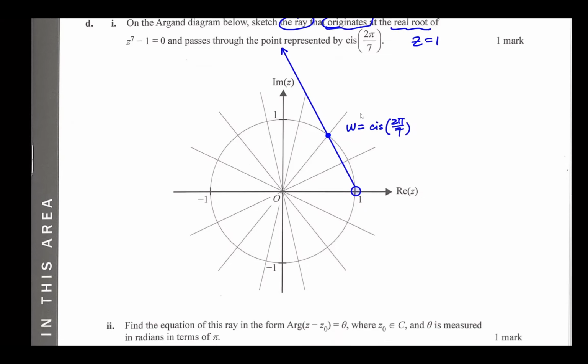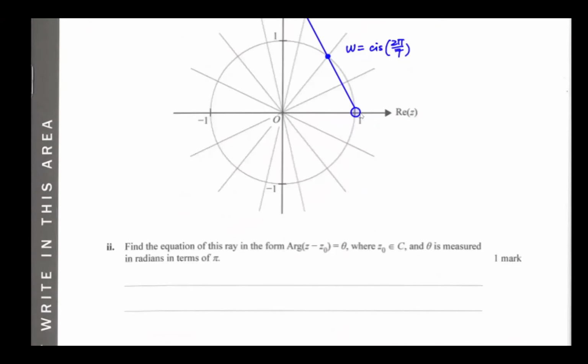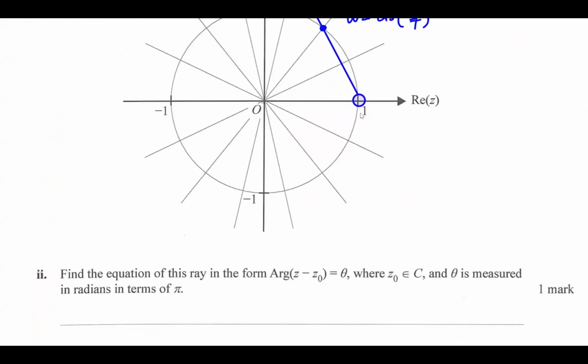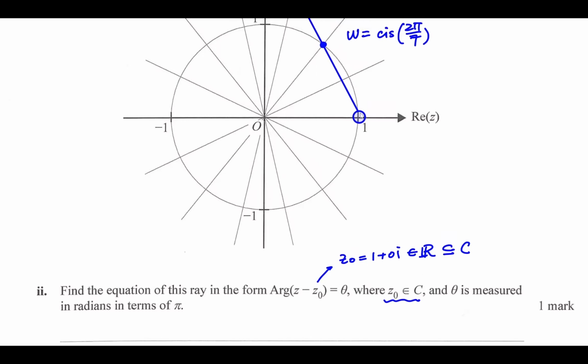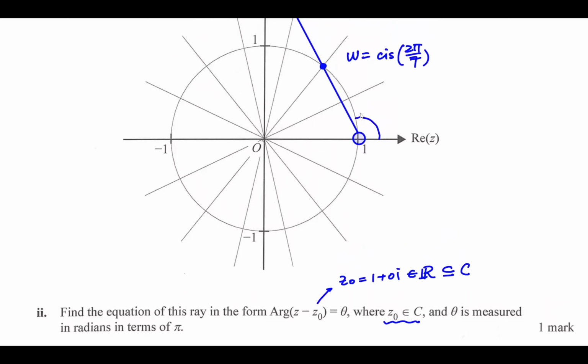Use a ruler. And we want to find the equation of this ray in the form argument of z minus z naught equals theta. So the z naught should be the start point 1 plus 0i. z naught is a complex number. Well, it's technically a real number, but a real number is also a subset of complex numbers, okay? And theta is measured in radians in terms of pi. So this is the theta we are looking at. We measure the theta from the positive x or real axis.